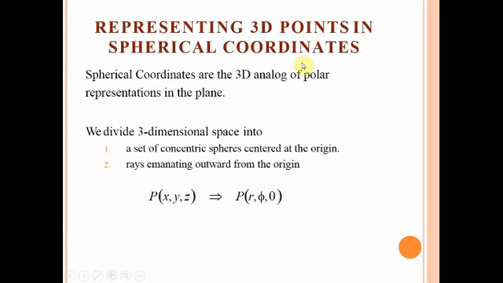Now, let us present 3D points in the spherical coordinate system. In cylindrical, the space is in the form of a cylinder, but in a spherical coordinate system, the space is around a sphere. A point can be considered as the origin, at the center of the sphere. We divide three-dimensional space into concentric spheres centered at the origin, with rays emanating outward from the origin in all directions.